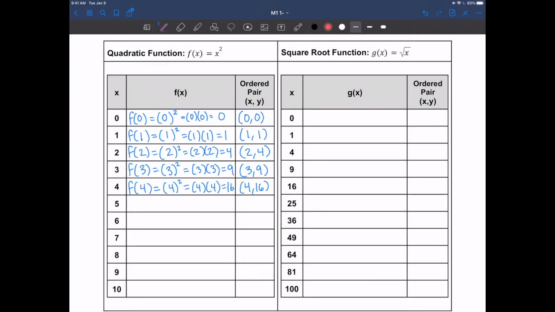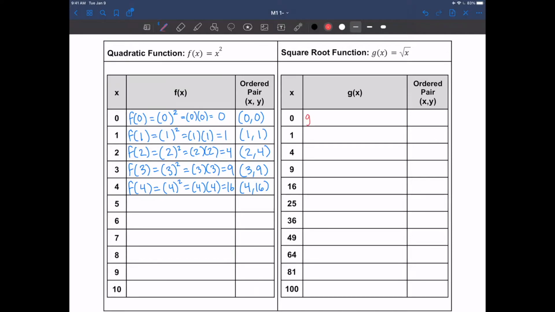Okay, let's look at the square root function. G of x equals the square root of x. That was this one right here. We're going to have all of these inputs, and we're going to evaluate them. Once you've created your table for the quadratic function, this should be a little bit easier. So let's go ahead and work on that now.